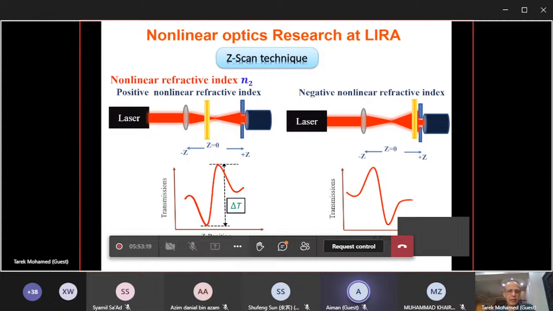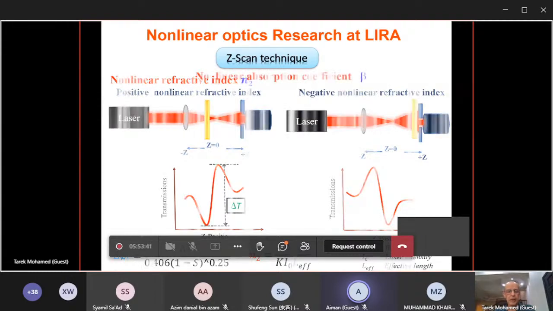And how do we get the nonlinear refractive index n2 from this curve? We have delta T, the difference between peak and valley, and from this we can get the phase shift. And from the phase shift, we can get the nonlinear refractive index.